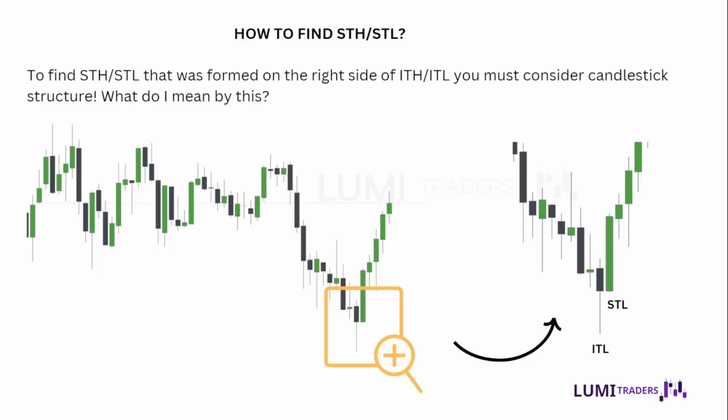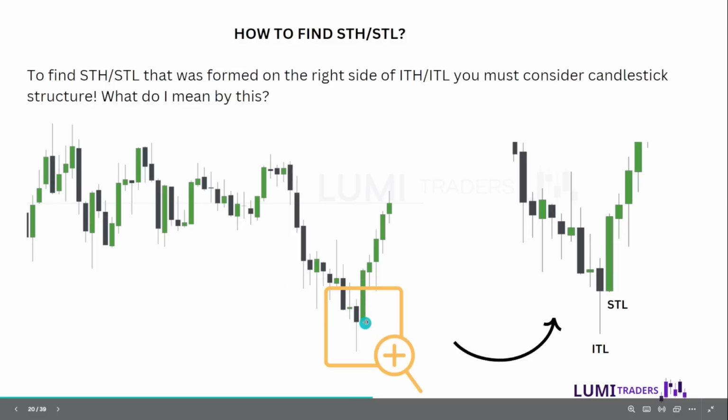Okay, next question that I usually get right here is how to find short-term high, short-term low. It's not easy. Sometimes it's kind of tricky, but here's the tip. To find short-term high and short-term low that was formed on the right side of intermediate-term high, intermediate-term low, you must consider candlestick structure. What do I mean by this?